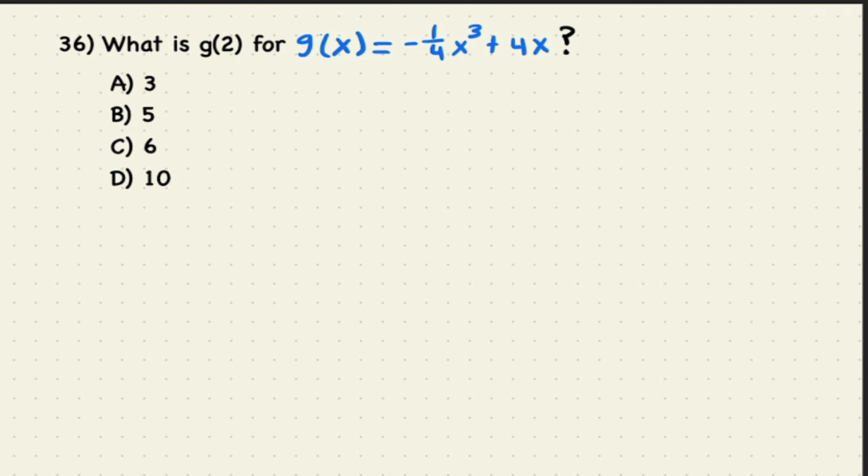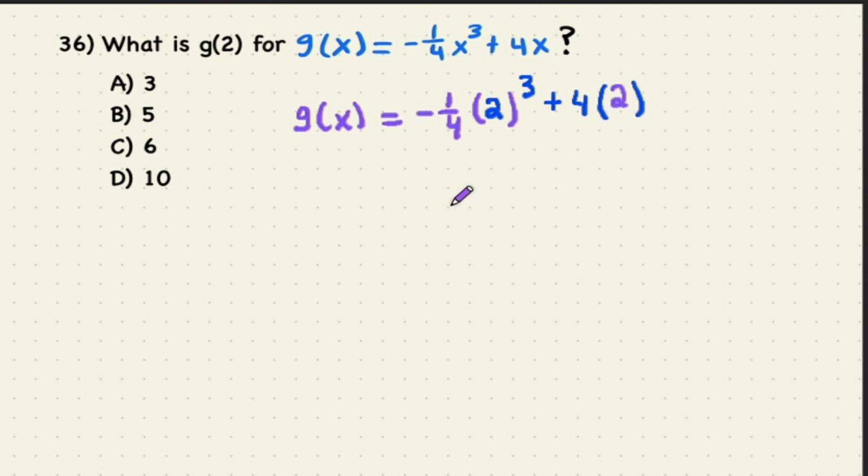Number 36. What is g of 2 for g of x equals -1/4 x cubed plus 4x? So since we have g of 2, anywhere we see x, we're going to replace it with a 2. So let's go ahead and do that. I'm not going to worry about the function here. I'll just leave it as g of x equals, and then I'll place -1/4 times, and then we know that we're working with 2. So I'll place that in the parentheses, and that is cubed plus 4 times 2.